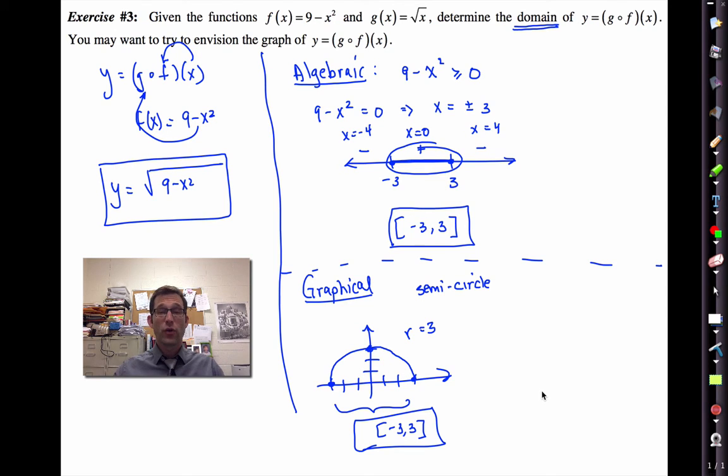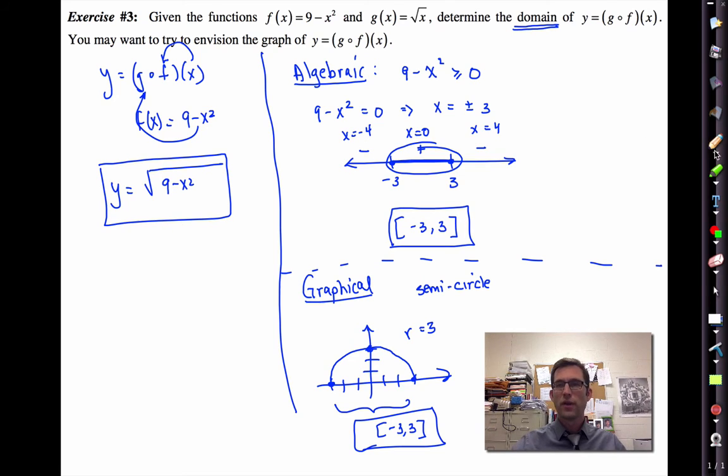We get lucky in the graphical approach because I should be able to look at this and just know that it's a semicircle. Be careful though. Be careful. Let me write it in red.